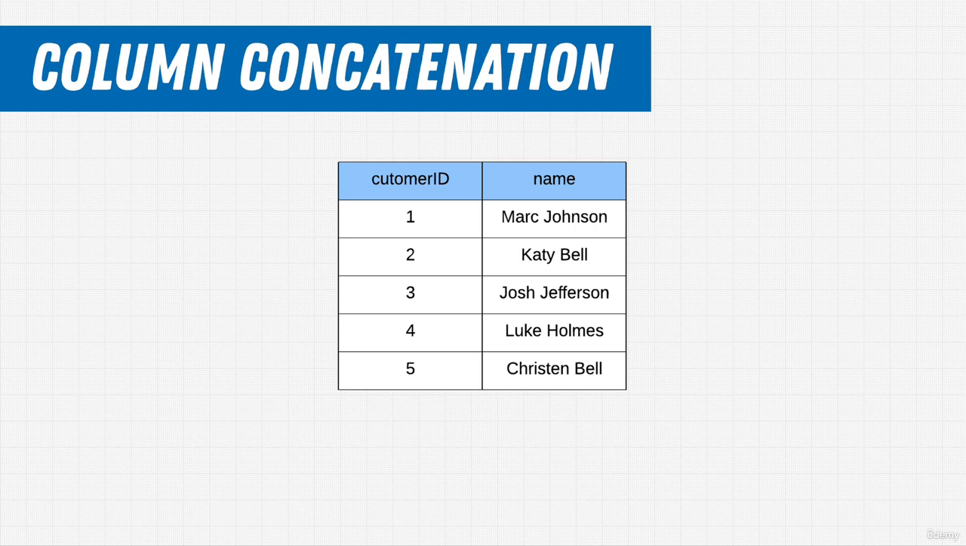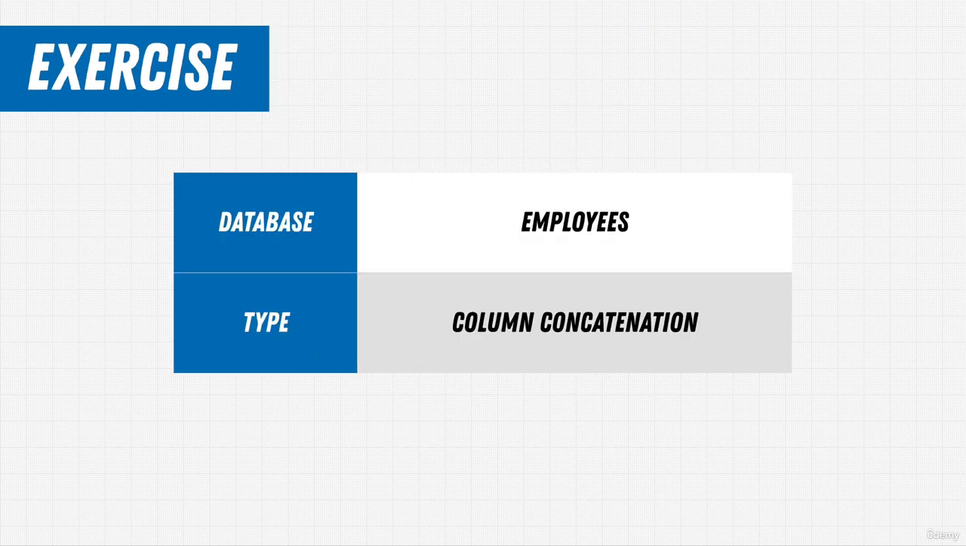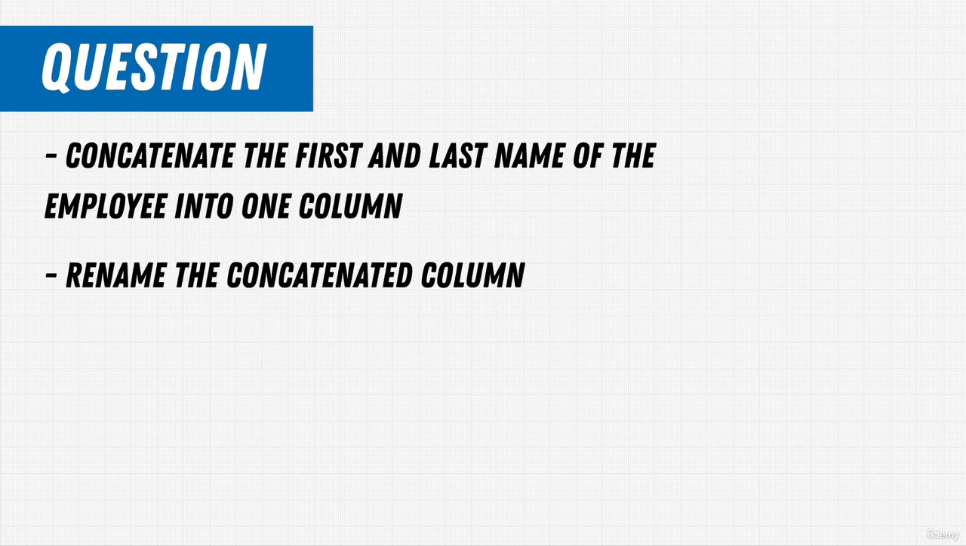So how would we go about this? Well, I'm going to show you. So let's go into the employees database and let's try a column concatenation. So we're going to concatenate the first name and the last name of the employee into one column. That's the exercise we're going with.